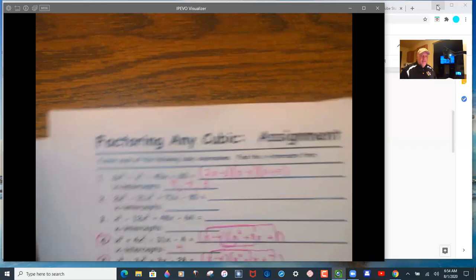Okay, so that's that assignment. There's one more factoring assignment to do, and then we'll get into solving by factoring.